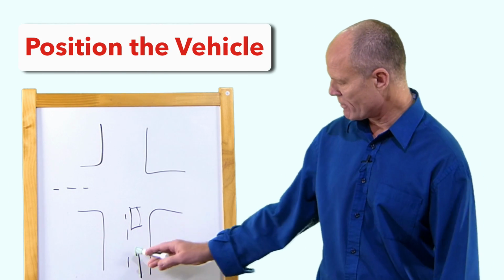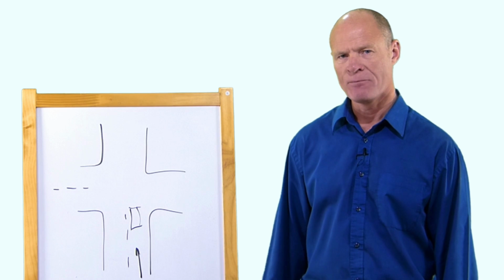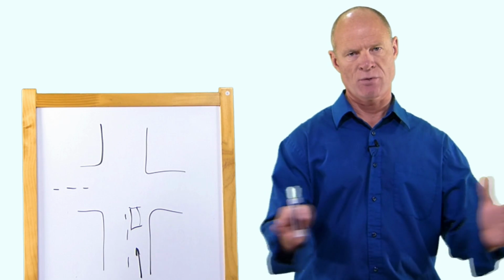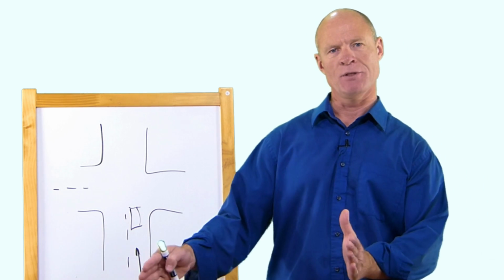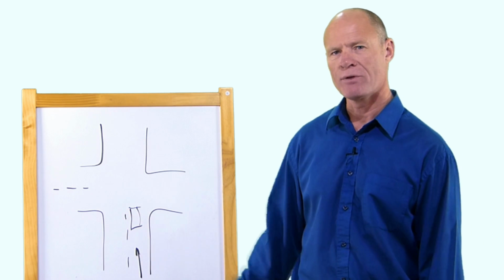Next thing you need to do is position the vehicle, and you want to position the vehicle as far left in your lane but still stay right of the center line. So you don't want to deviate out of your lane, you just want to move the vehicle over to the left. So that's my left, it would be your left over there. So left of your lane, move your vehicle over.